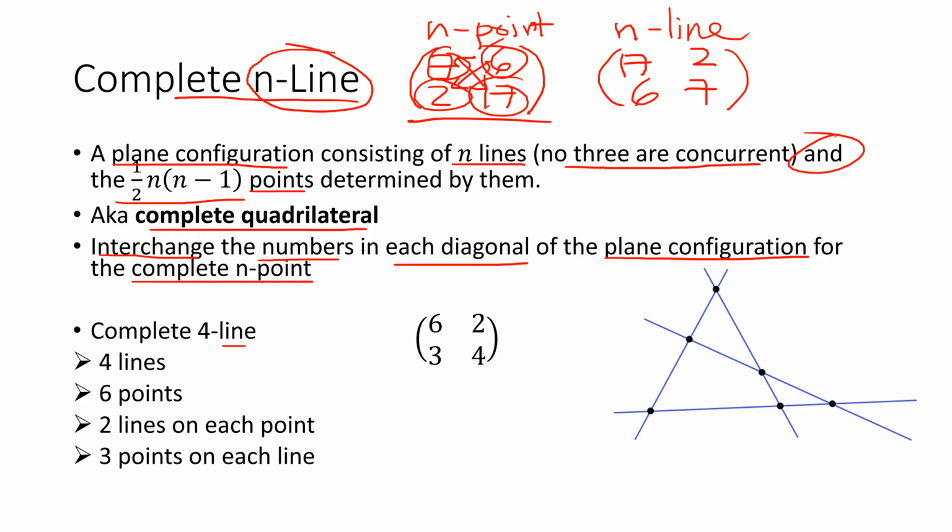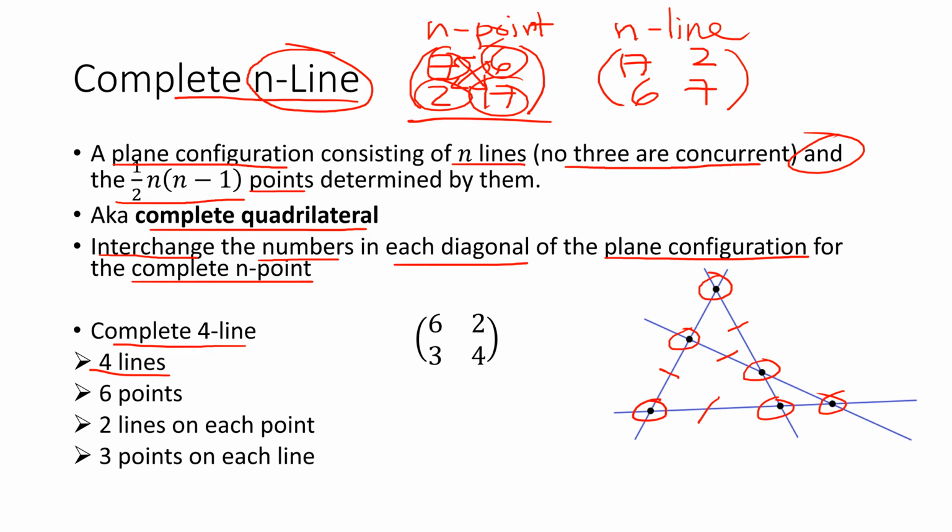Now let's consider a complete 4-line. So we need 4 lines. We have this first line, and then this second line that should intersect the first one at one point. Then we have a third line that should intersect the first two lines. So we have these points of intersection, and finally we have this fourth line that should intersect the first three lines. So we have these 3 points of intersection. That gives us 4 lines.